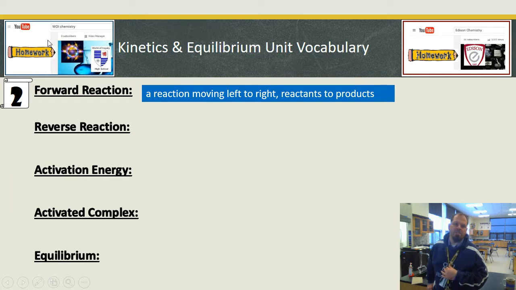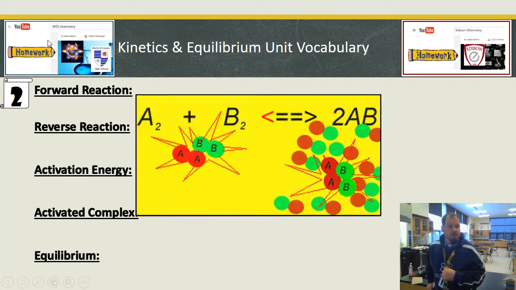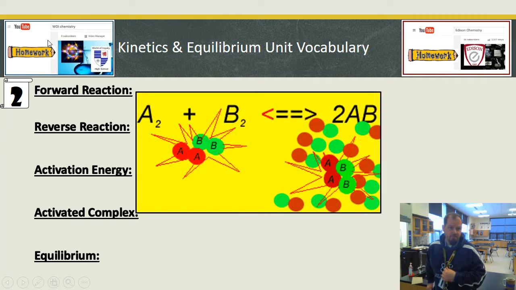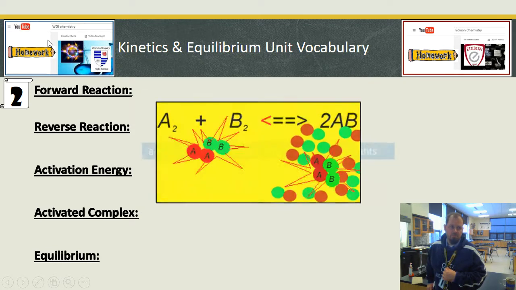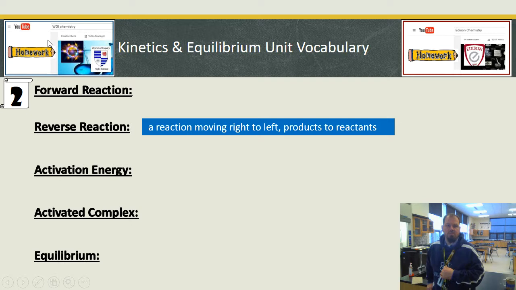The forward reaction is moving from left to right, reactants to products. That's what you need to know. And then there is something called a reverse reaction for reactions that are reversible. Again, same picture, because this is going forward, then reverse, and forward, then reverse. And the reverse reaction is moving from right to left, going from products back to reactants.